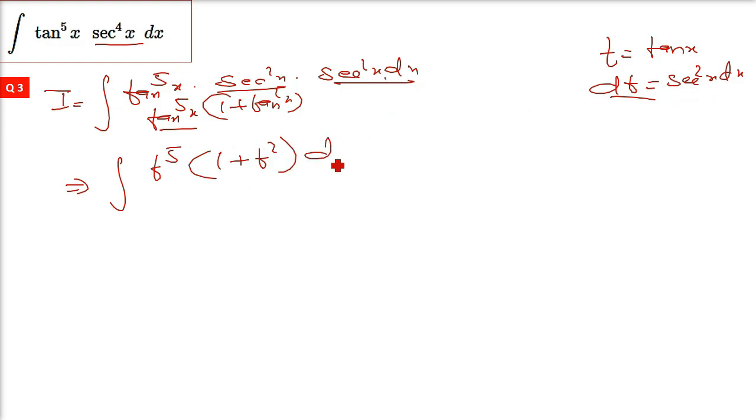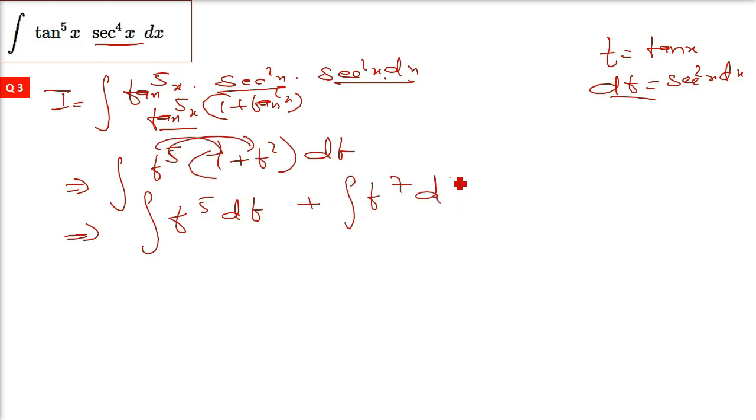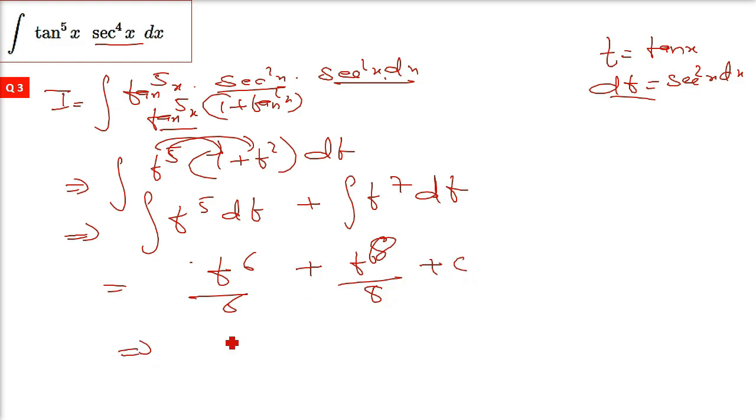sec square x dx as dt. This will be t raised 5 as a separate term. t raised 5 into t square, that is t raised 7, as the separate term with a dt. Now this will be t raised 5 plus 1, that is t raised 6 by 6, and t raised 7 plus 1 is t raised 8 by 8. So 1 by 6, t will be tan x to the power 6, plus 1 by 8 tan x to the power 8, plus constant of integration.